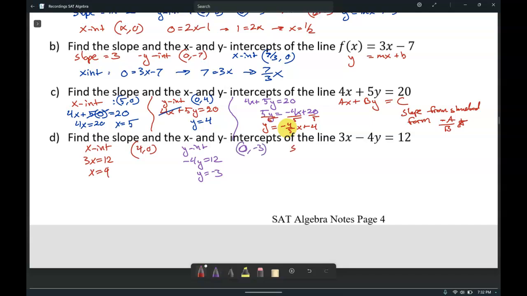And then for slope, we're going to have the ratio, again, of the opposite of a over b. So the opposite of a is negative 3, b is negative 4, so our slope is just going to be 3/4. So we can find those three values quite quickly.